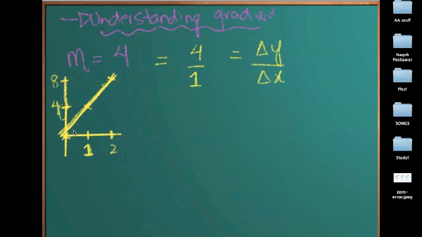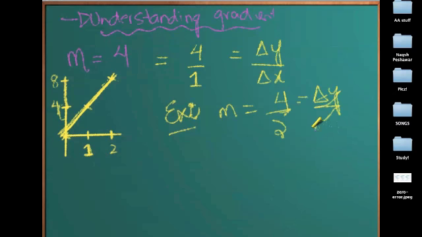Now let's take another example. For example, the gradient is 4 over 2. This means that for every change in y, the change in x would be given. For example, in this case, for every 2 units that it moves on x, it will be moving 4 units on y. Something like this.